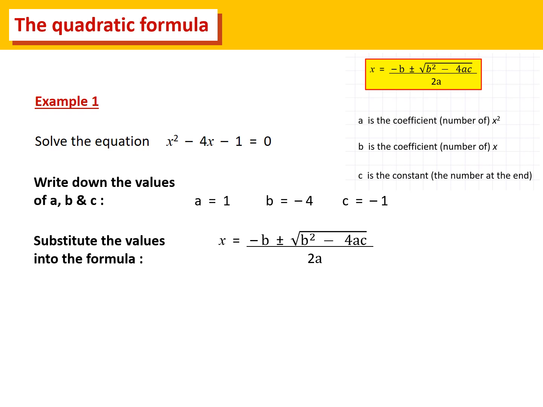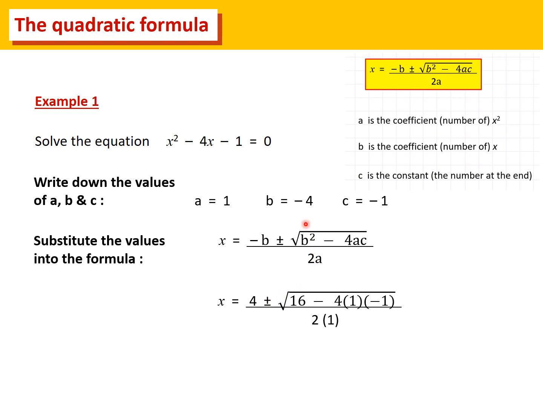So there's the formula, and let's see what happens when we're substituting. First of all, minus B. Well, B is -4 to begin with, so the negative of that makes +4. Just be careful putting your value of B in. Plus or minus, I'll explain what that means a little bit later on.